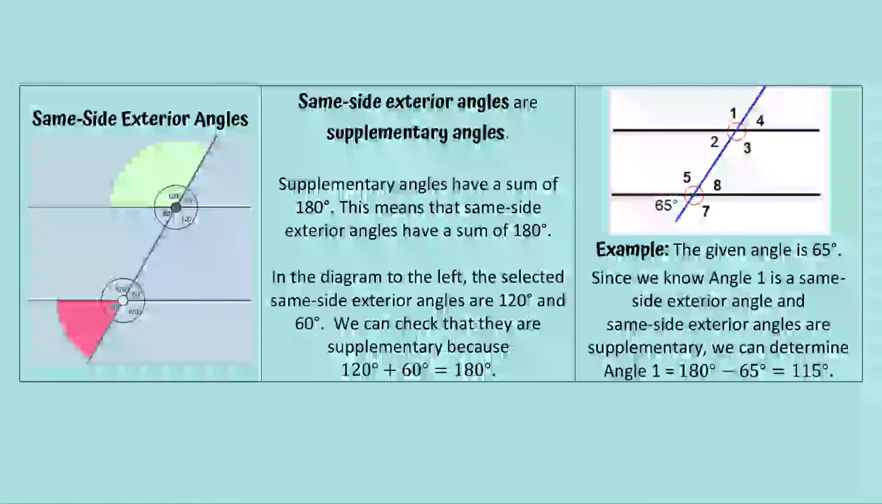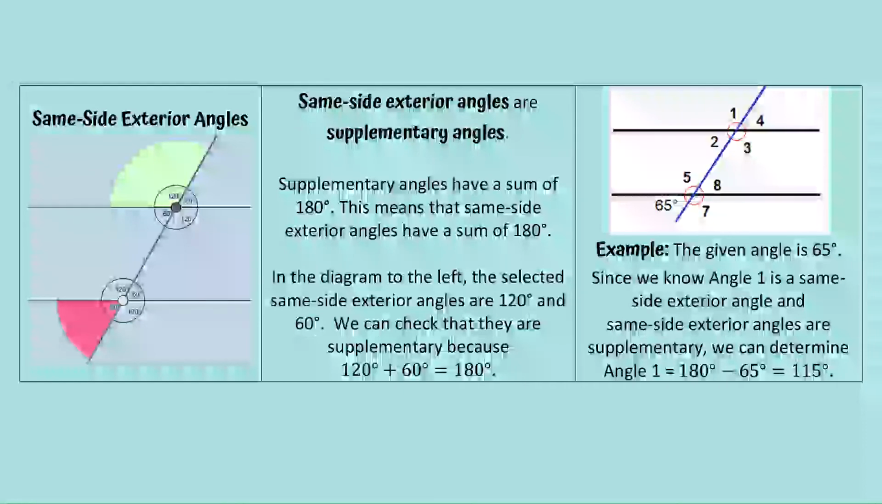So we can double check that in the diagram on the left. 120 degrees plus 60 degrees equals 180 degrees. Yes, these are supplementary, and that's because they're same side exterior angles. Now let's look at our example on the right.